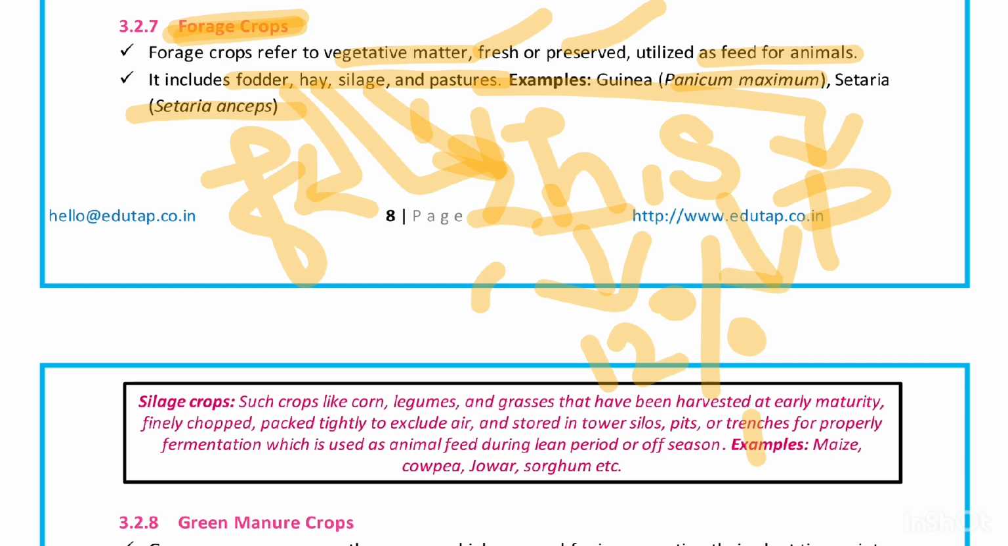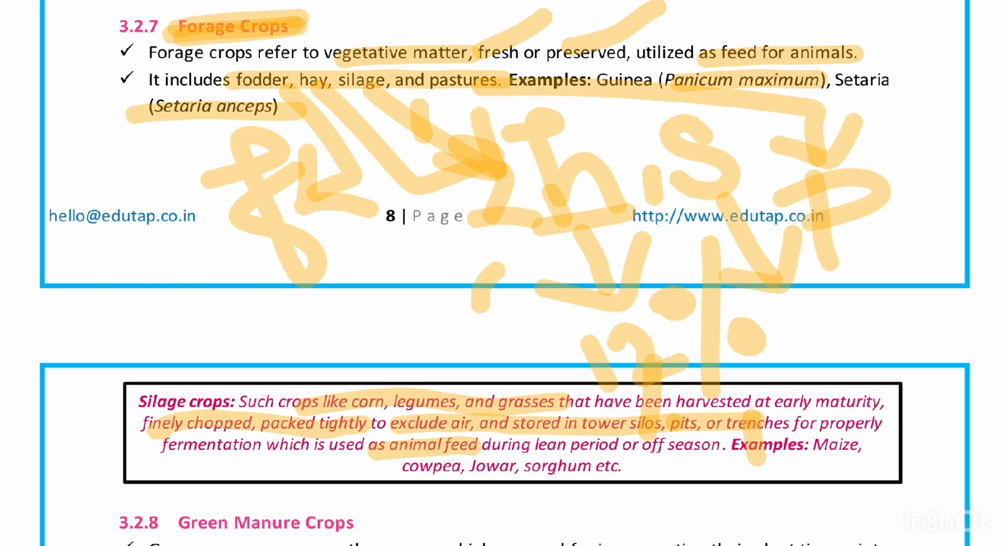Under silage, the fodder material is again preserved, but here with a proper fermentation technique. Crops like corn, legumes and grasses are harvested at early maturity, finely chopped, packed tightly to exclude air and stored in silos, pits or trenches for proper fermentation, and it is used as animal feed. The storage structures like silos, pits and trenches are structures in which the chopped fodder material is kept for the fermentation process. After achieving the required texture of this fermented silage, it is then used for feeding the livestock.